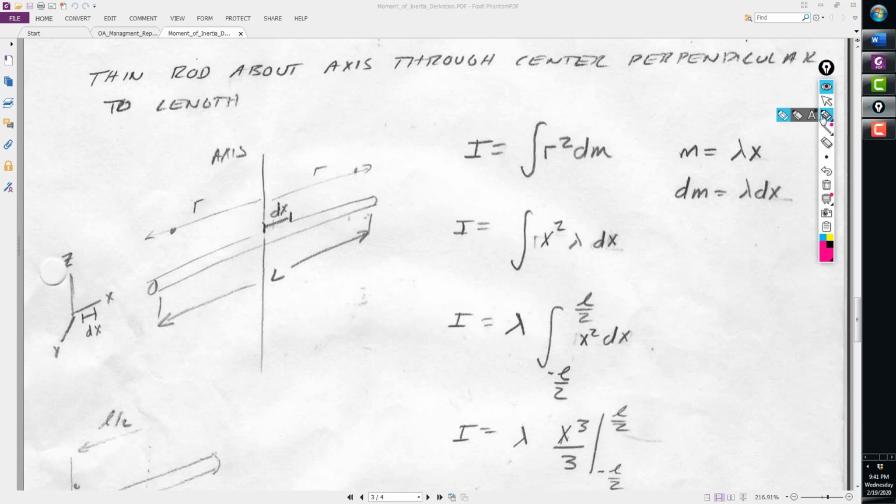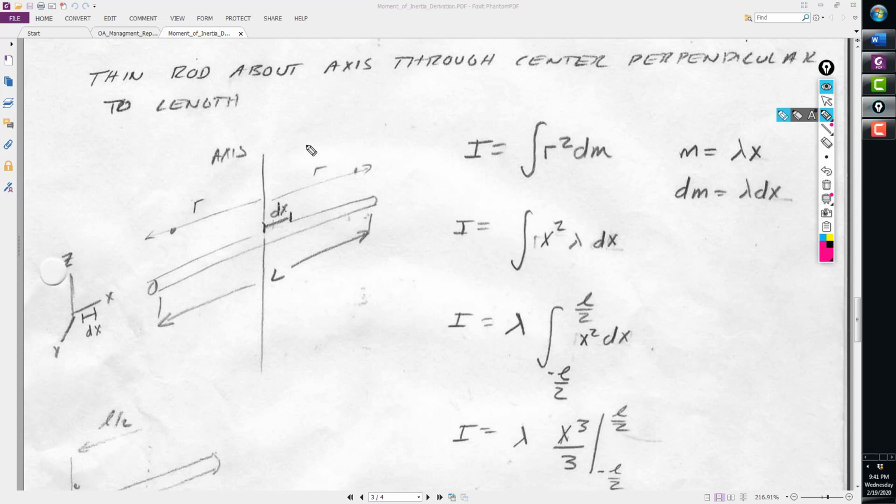Okay, in this topic, we're going to talk about deriving moments of inertia. And we're going to start from the most simplistic case and get more complex. We're not going to derive all of them, but we are going to derive what I would deem to be the essential ones to know how to derive.